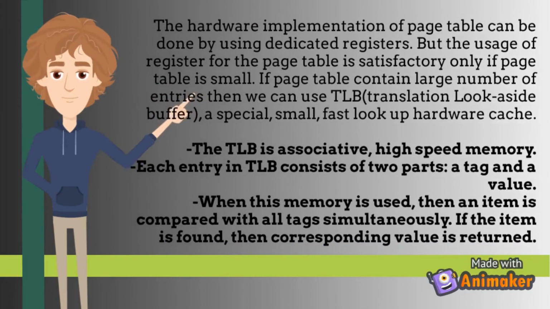The hardware implementation of the page table can be done by using dedicated registers, but the usage of registers for the page table is satisfactory only if the page table is small. If the page table contains a large number of entries, then we can use the TLB. The TLB is an associative high-speed memory. Each TLB entry consists of two parts: tag and value. When this memory is used, an item is compared with all tags simultaneously. If the item is found, then the corresponding value is returned.